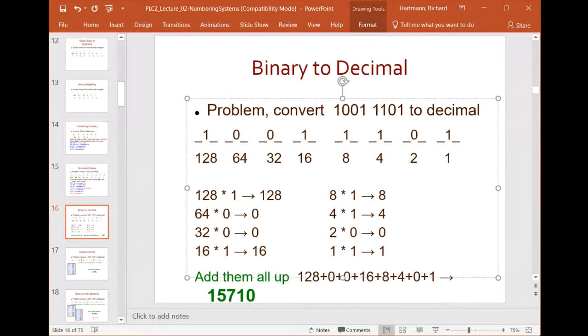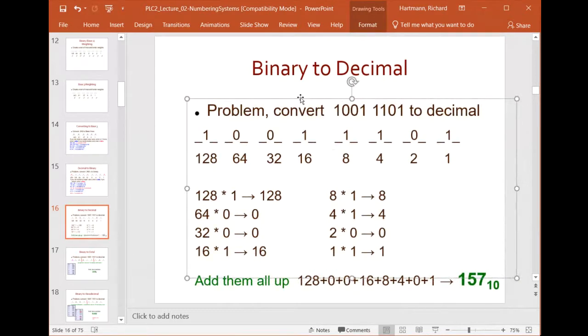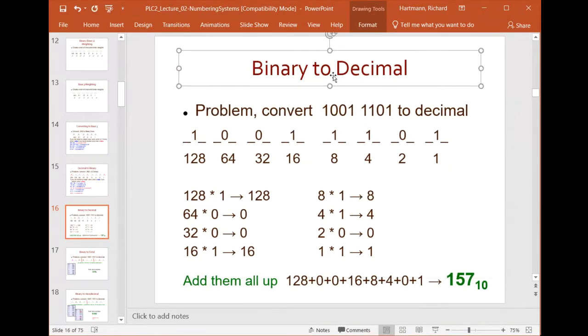I should have base 10 here. This is actually base 10 down here. All right, but you just add those all up, and you end up with the answer. And that's how you can convert between binary and decimal, or decimal to binary.